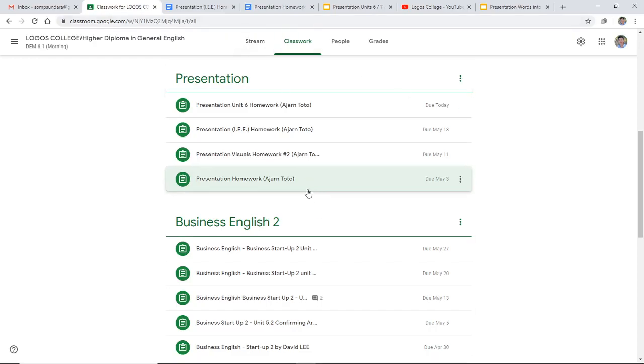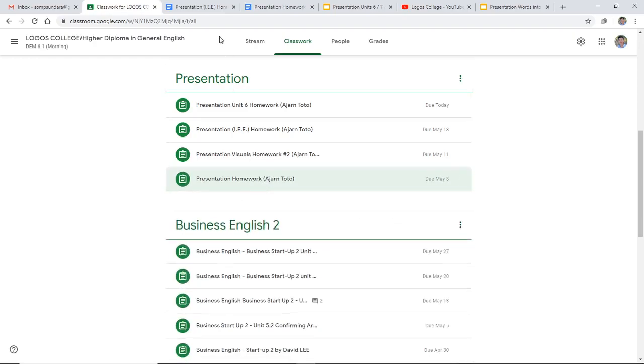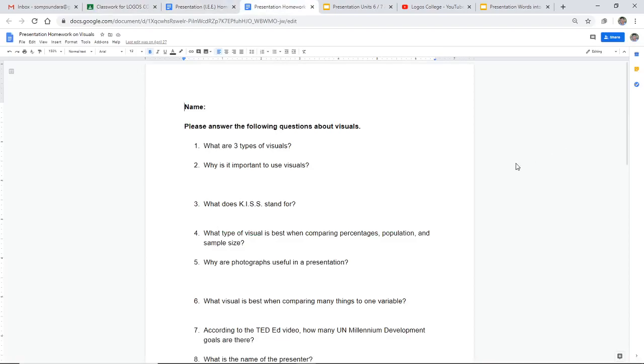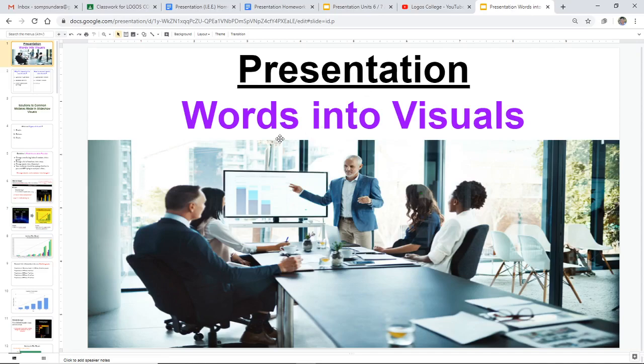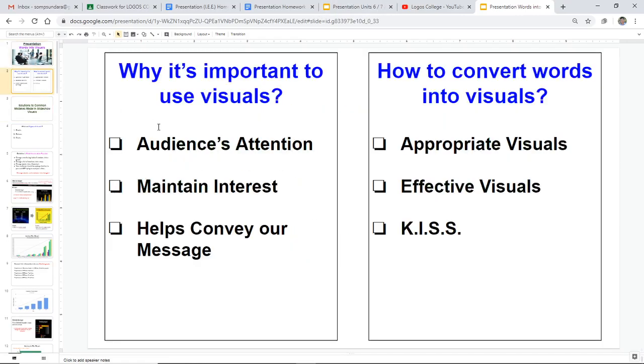Okay, let's take a look at your first homework assignment, all right? And that was right here. And there it is, okay? And the first thing we talked about was visuals, right? We talked about why visuals are important and how to create visuals and what are some guidelines that we need to follow in order to make effective visuals. We talked about why visuals are important, and we converted words into visuals. That was homework number 2.